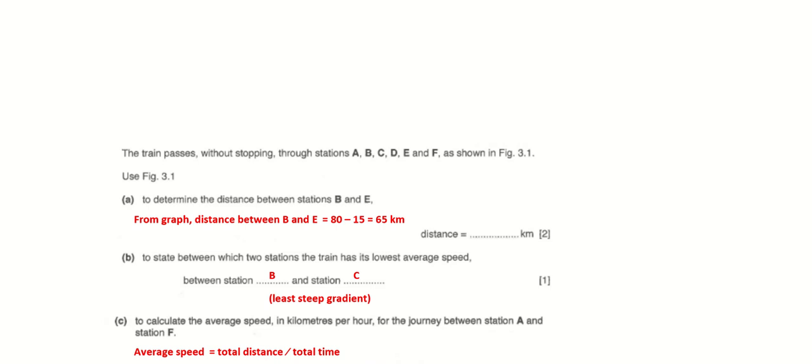Okay, the train passes without stopping through stations A, B, C, D, E, and F as shown in figure 3.1. Using figure 3.1, determine the distance between stations B and E. This is a very simple question. But if you don't read it, you go from A to F, your answer is wrong. Do I have anyone that made this mistake?